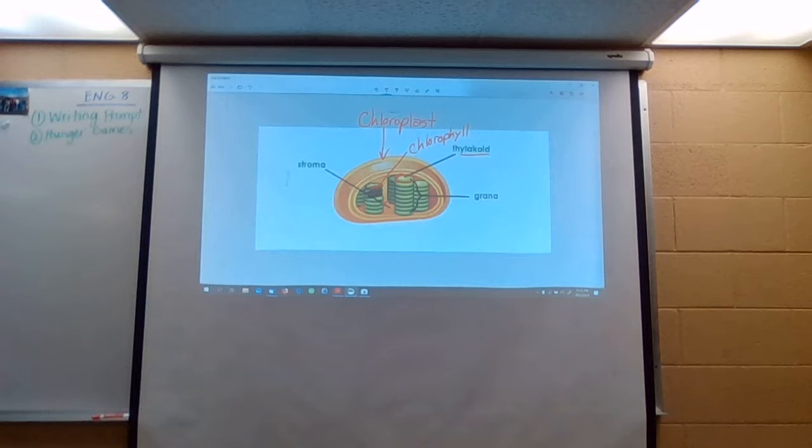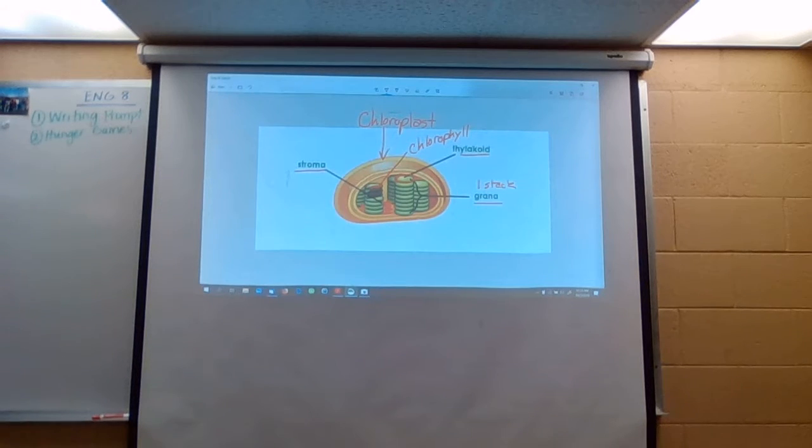One stack of thylakoids is called a grana, okay? So there's several grana in the chloroplast. And then there's fluid all in this empty space here, okay? All kinds of fluid in here surrounding the thylakoids. That empty space is known as the stroma.